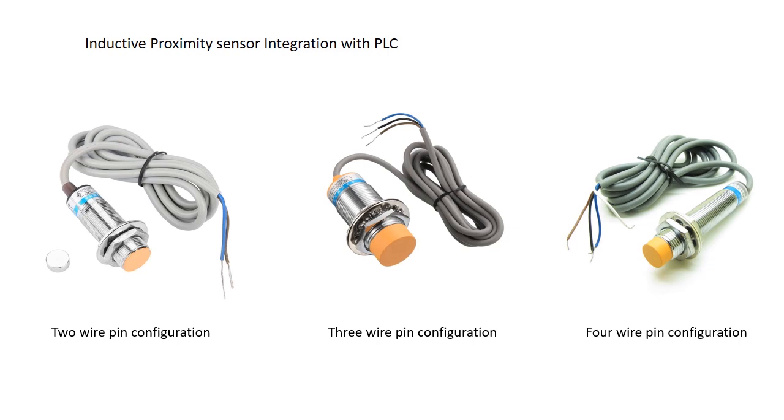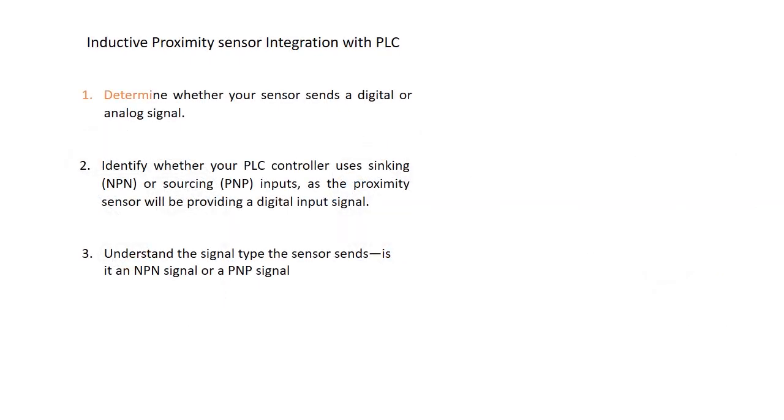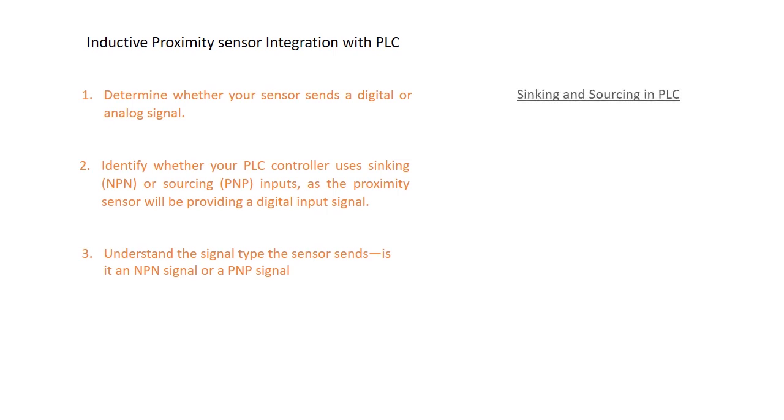Before connecting an inductive proximity sensor to a PLC controller, there are a few key points to consider. Determine whether your sensor sends a digital or analog signal. Identify whether your PLC controller uses syncing or sourcing inputs, as the proximity sensor will be providing a digital input signal. Understand the signal type the sensor sends. Is it an NPN signal or a PNP signal? If these terms sound unfamiliar, don't worry, we'll explain everything in detail.